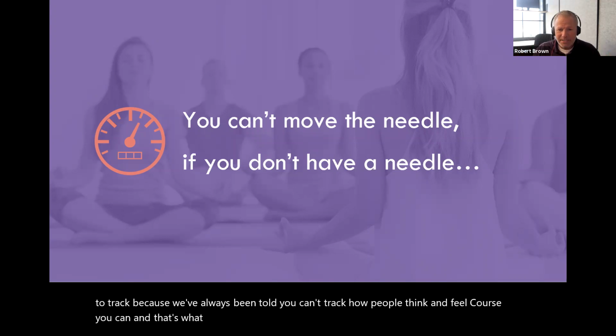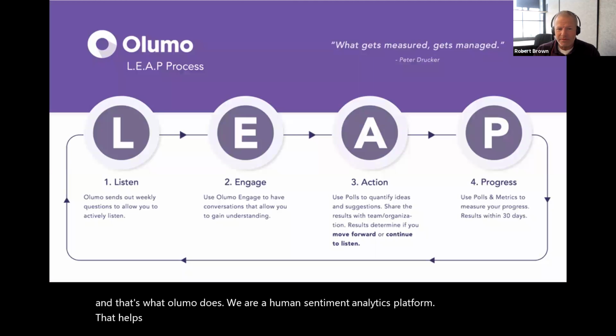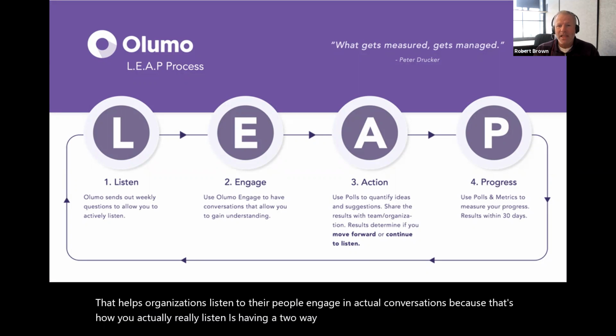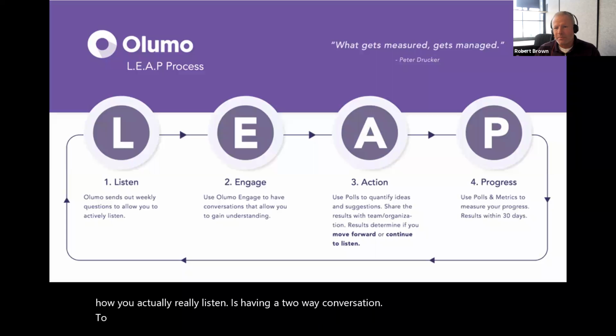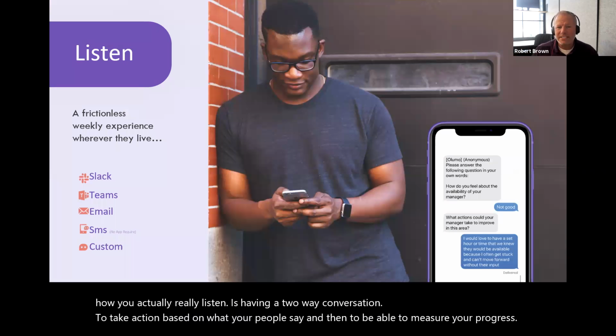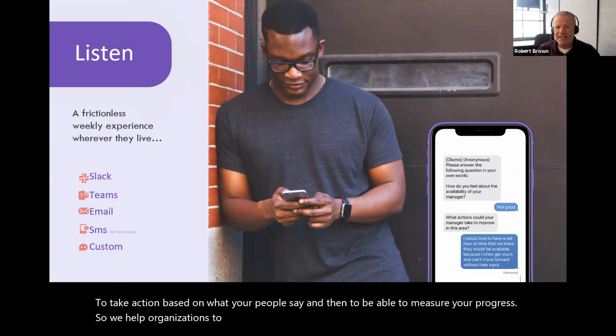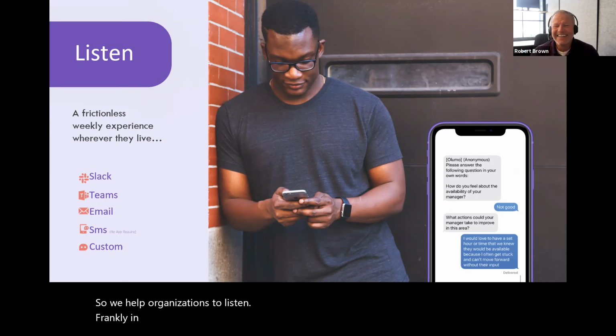We are a human sentiment analytics platform that helps organizations listen to their people engage in actual conversations, because that's how you really listen, is having a two-way conversation, to take action based on what your people say, and then to be able to measure your progress. So we help organizations to listen, frankly, in the most effective way, which is literally a simple text.